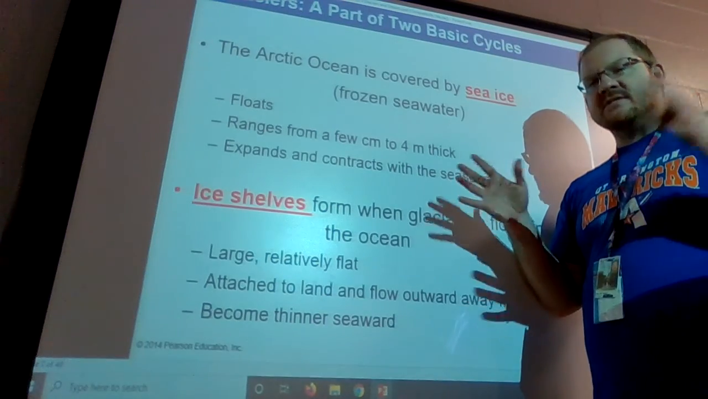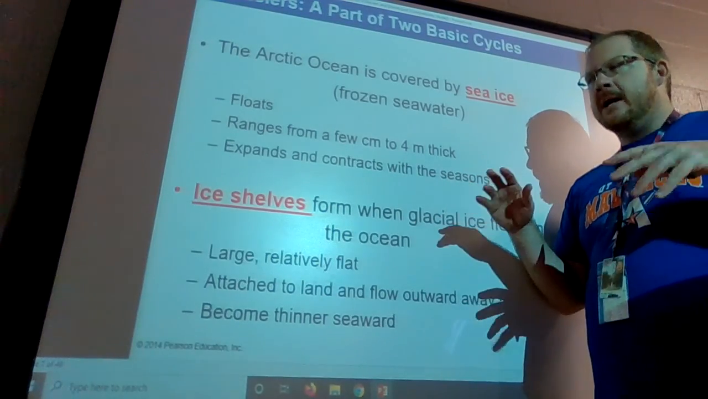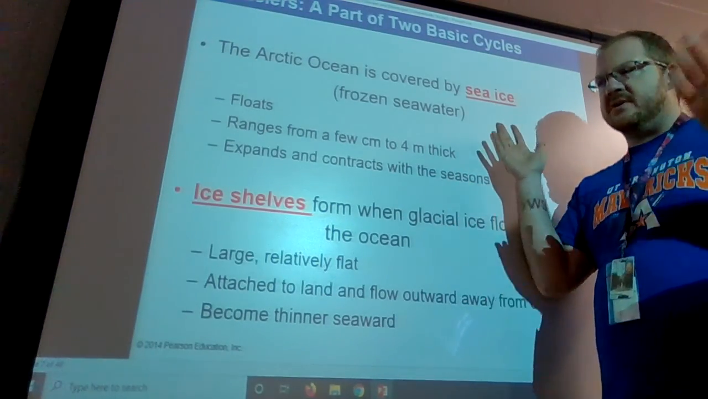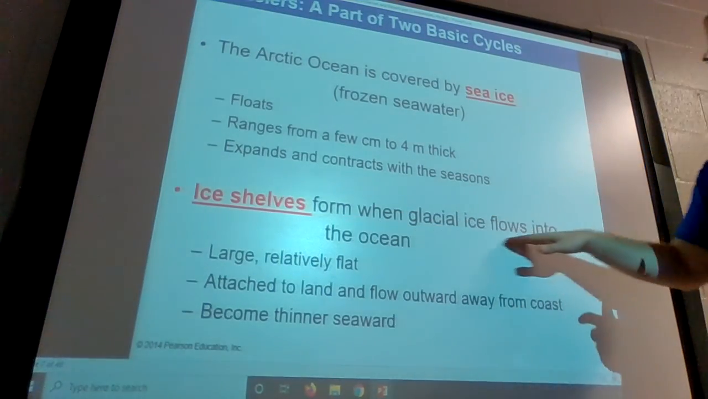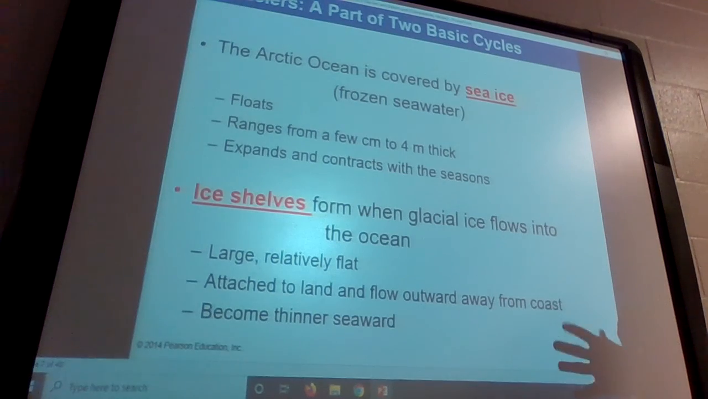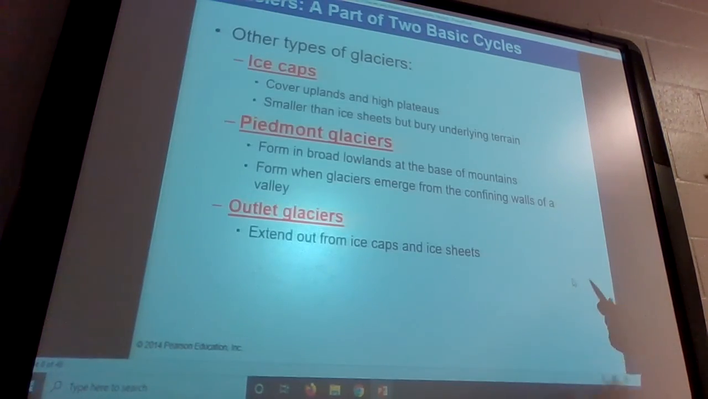In summer, it melts and kind of breaks up and moves out, although the North Pole is pretty much always frozen. You get ice shelves that come out when your glacier reaches the edge of the land and goes out into the ocean, and they break off in an event called calving.